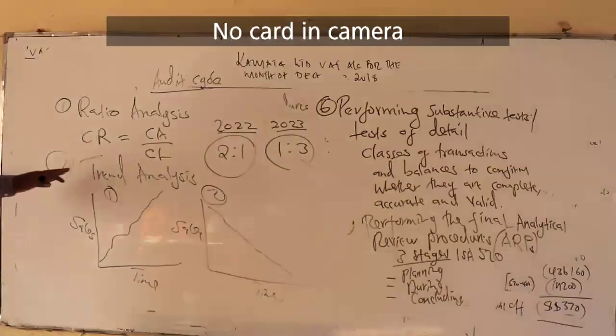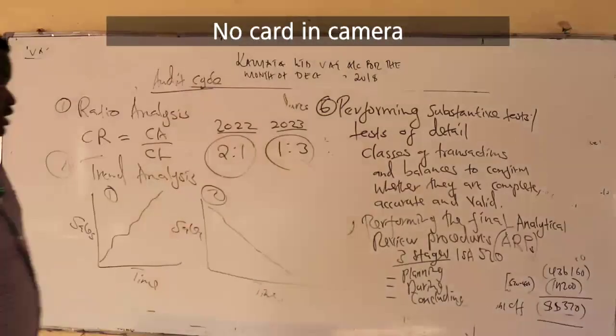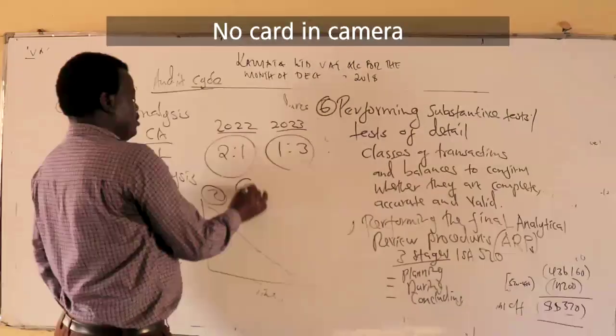The other one, you can do what you call the reasonableness checks. Number 3 example, the reasonableness checks.